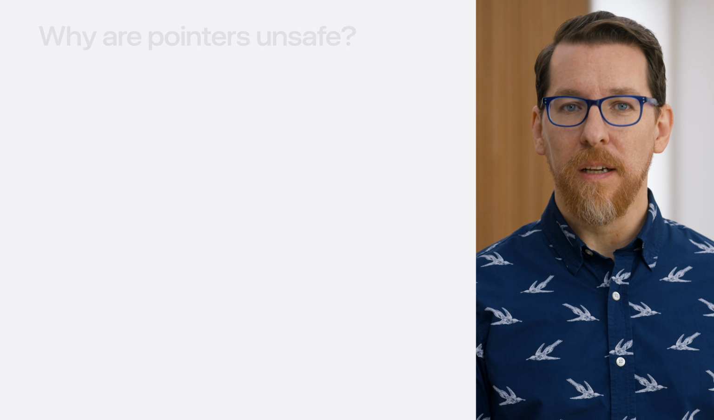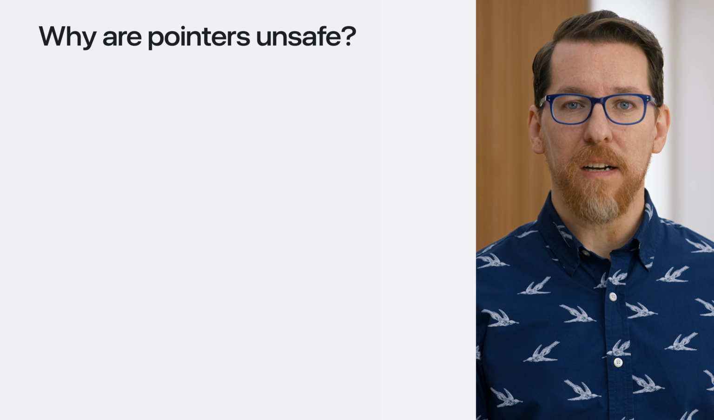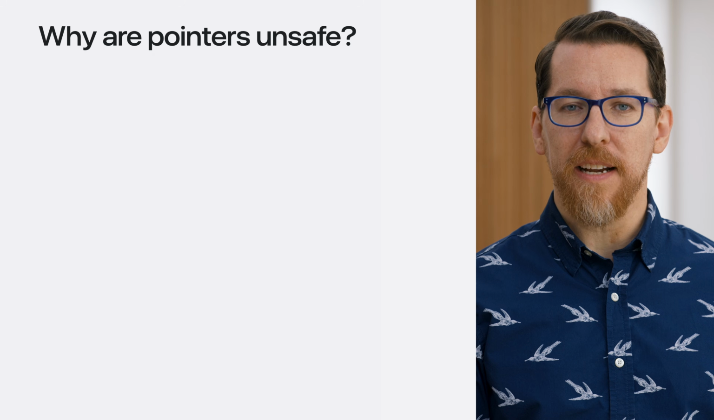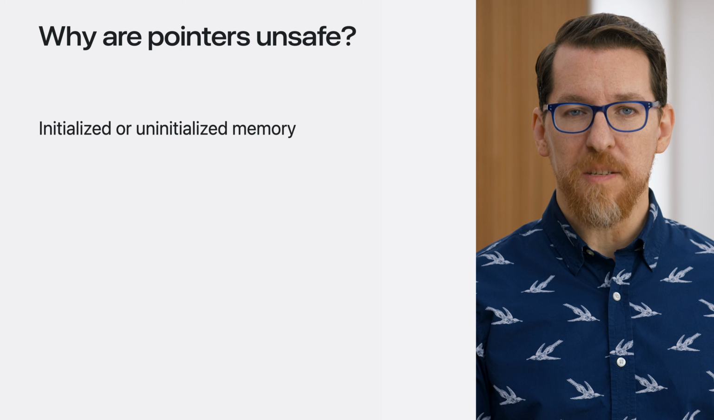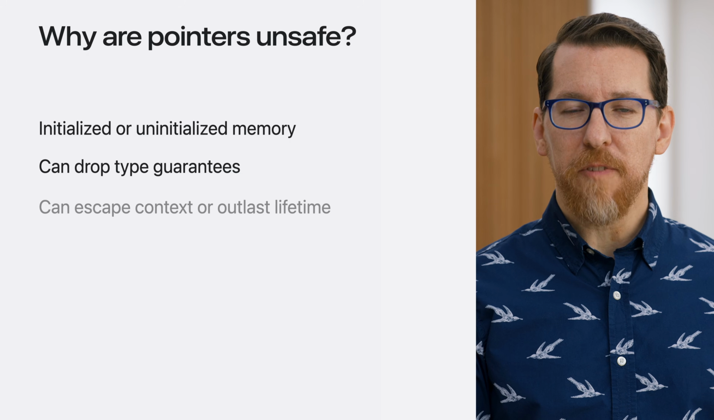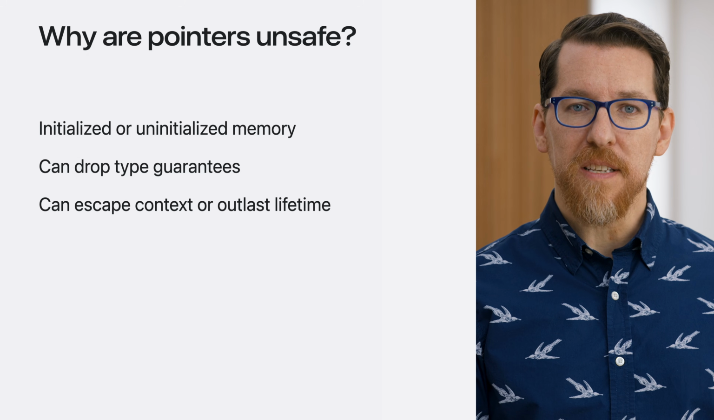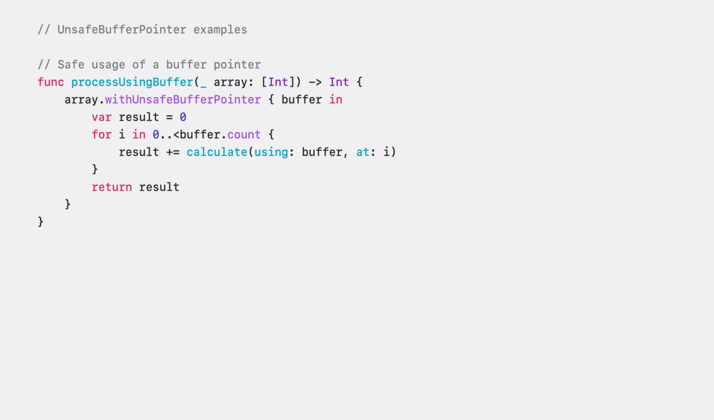It's worth asking, why are pointers unsafe? Swift calls them unsafe because they get around many of the language's safety guarantees. They can point to both initialized and uninitialized memory, they drop some type guarantees, and they can escape from their context, leading to a risk of accessing memory that's no longer allocated. When you use unsafe pointers, you are fully responsible for keeping your code's safety intact. The compiler can't help you out.